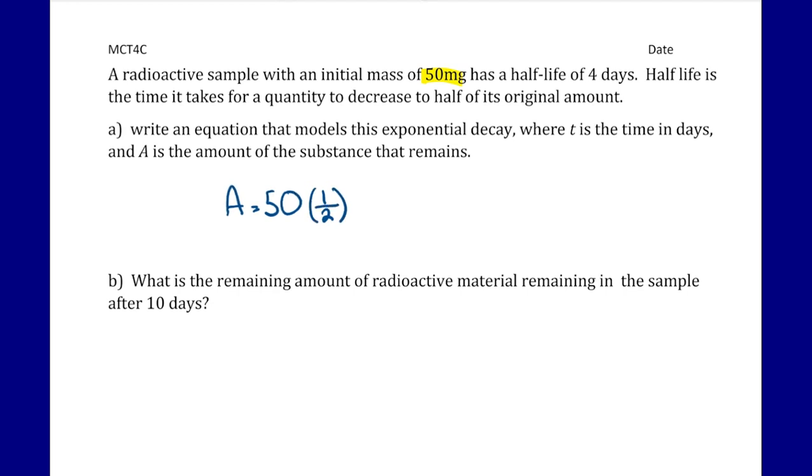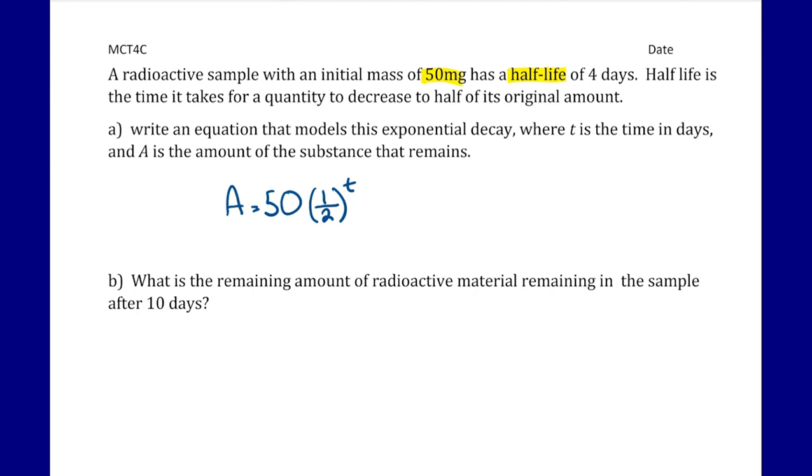The reason I know it's a half is because we're talking about a half-life. Right? So we're losing half the amount every time. Now, the length of a half-life is 4 days, so that means every 4 days it decreases by a half. Normally in our equations, we would just say something like this, and we'd say that t equals days.